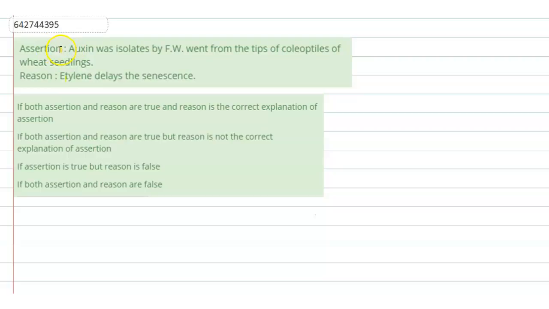Hello students, in this question, let us see the statements of assertion and reason and find out whether they are right or wrong, or true or false. The first statement here is assertion. In assertion, we can see that auxin was isolated by F.W. Went from tips of coleoptiles of wheat seedlings. This statement is wrong because auxin was isolated by F.W. Went from the tips of coleoptiles of oat seedlings.